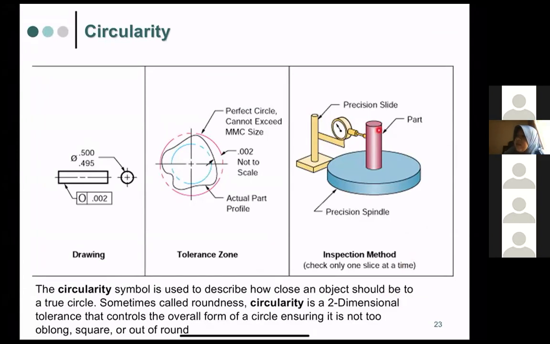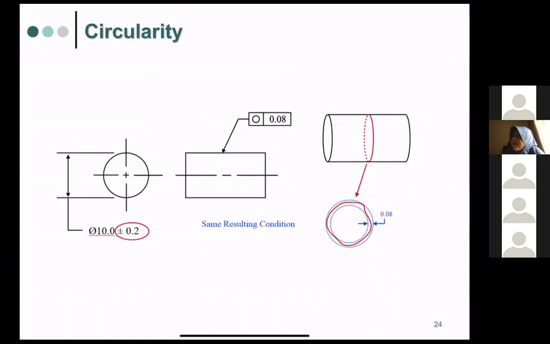Okay, I think if it is a circle, the indicator should read similar, because the jari-jari, the radius, would be similar. But if it is not a true circle, there would be a plus minus on the scale. Okay, so this is the circularity.